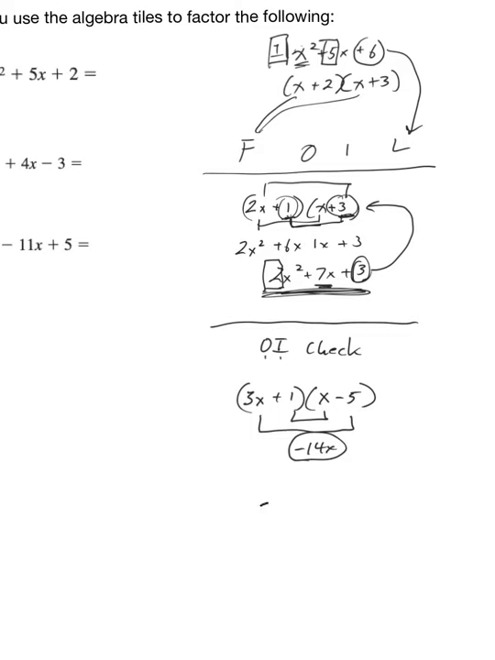2x minus 5 times x plus 3. Let's do the OI check. The outside is 6x, the inside is minus 5x. So the OI check gives me 1x. Got it? We're going to use that OI check in a little bit.